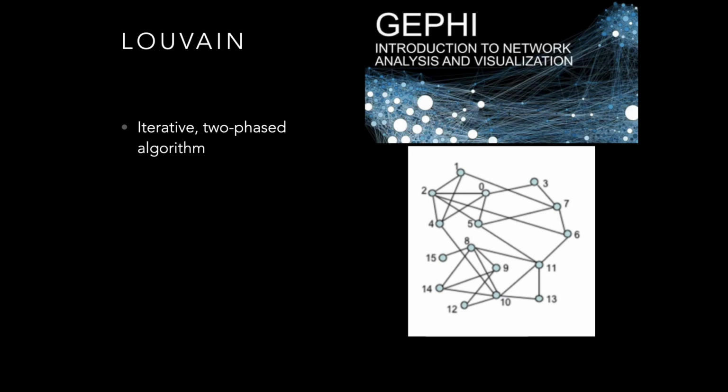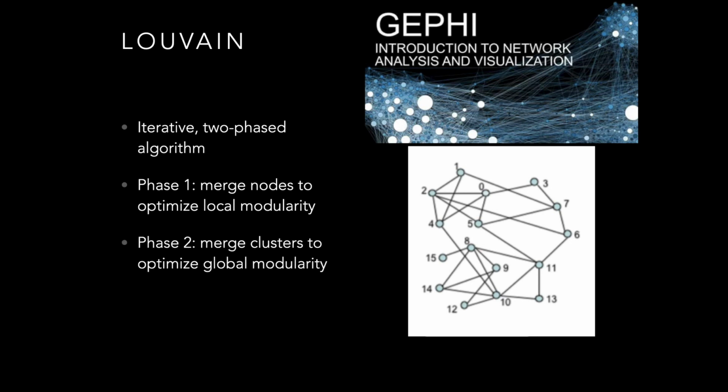And the last method we'll talk about is the Louvain method. It's this iterative two-phased algorithm that's used in Gephi, and that gets discussed in the Blondel paper that I've given you. So the idea here is, in phase one, we merge nodes into groups that are at least locally optimal for our modularity. And in phase two, we merge all these clusters into metanodes and then use those metanodes to evaluate some sort of global modularity.